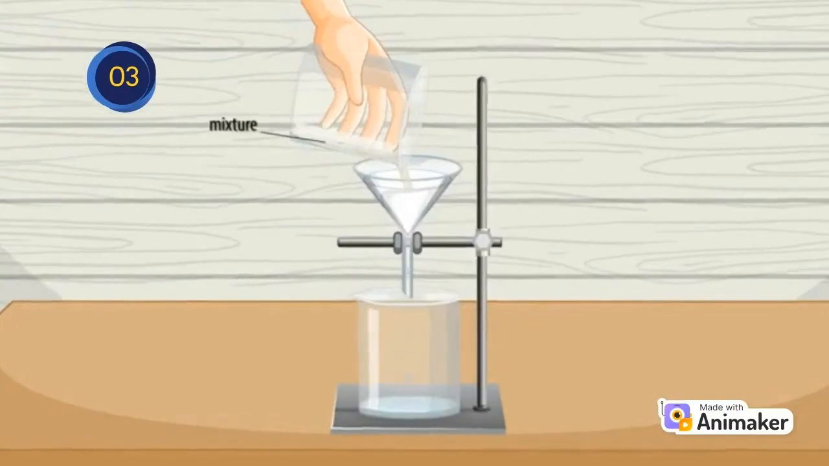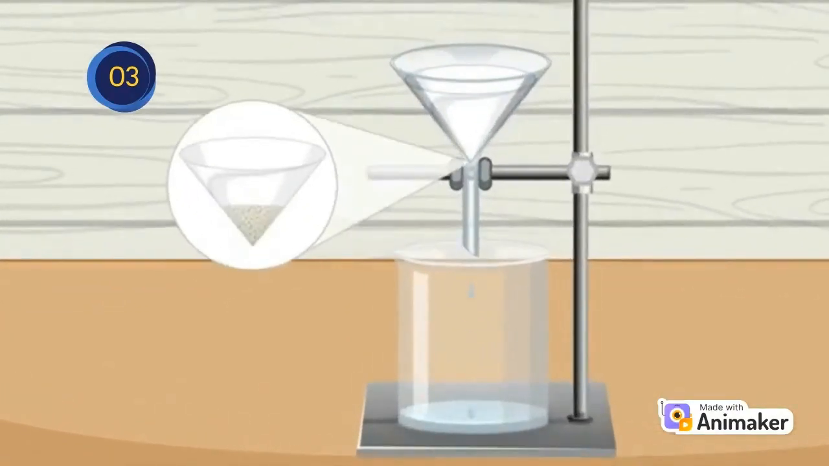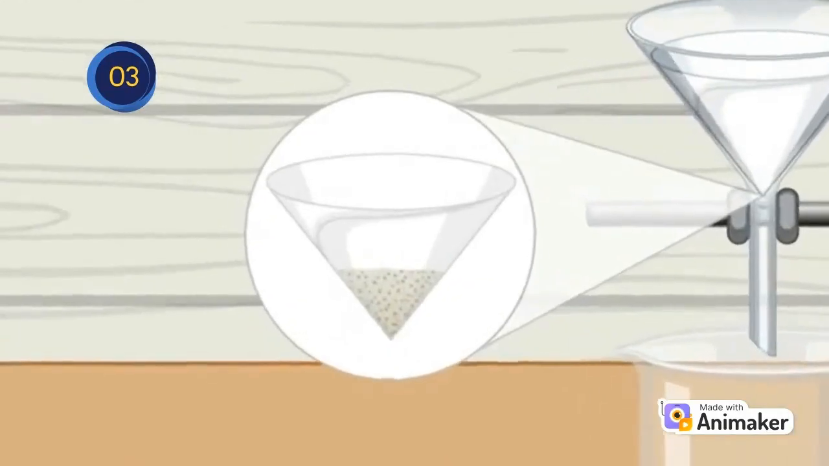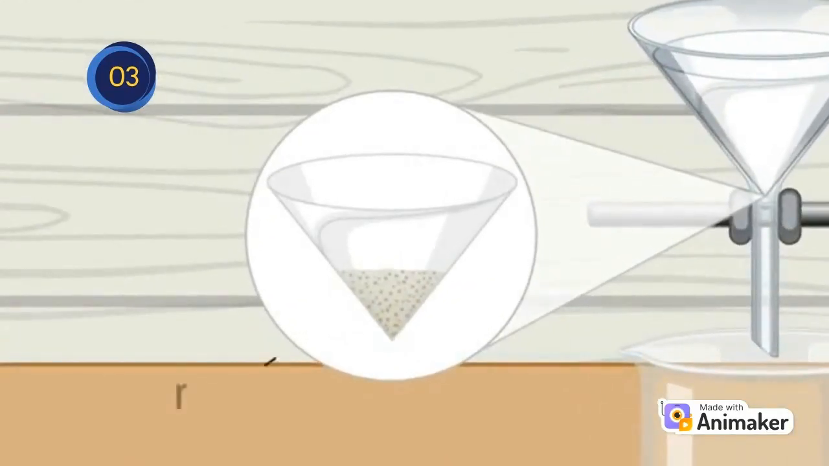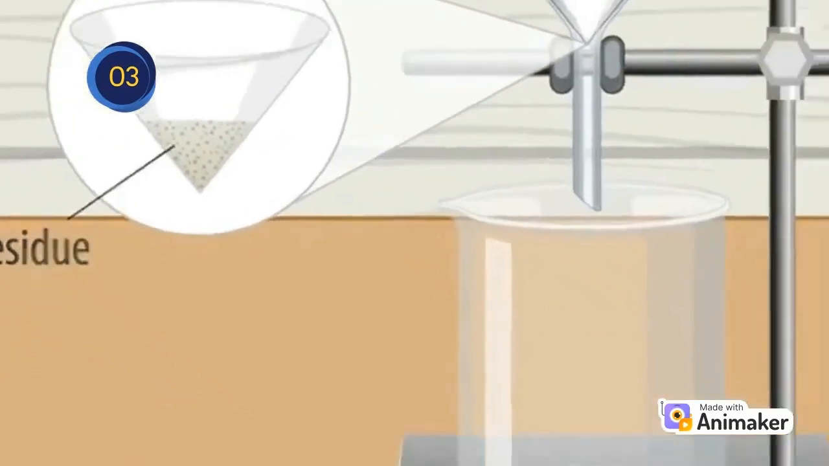When you pour the mixture over the filter paper in the funnel, the liquid can pass through the holes, but the solid pieces are too big to filter through, so they get trapped in the filter paper.